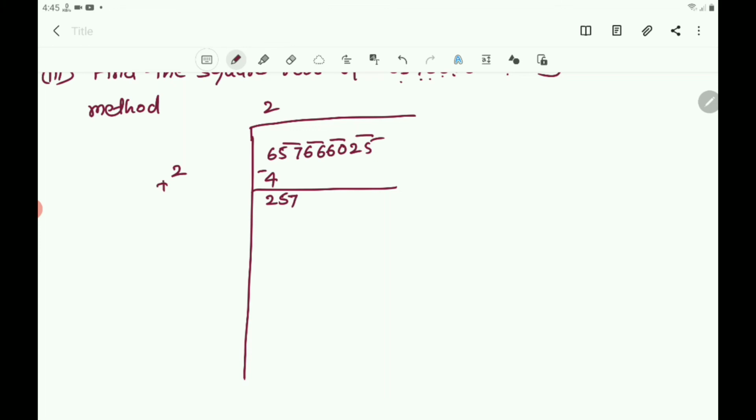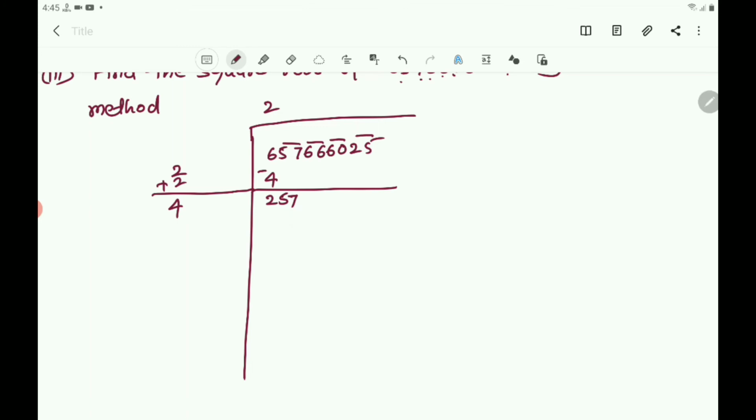Then you take 2 here, add 2, then you will get 2 plus 2, 4. Double it. Here there is 257. You must put the digit in front of 4 to get the product equal to 257 or approximately equal to 257. Nearest to 257 we have to take.